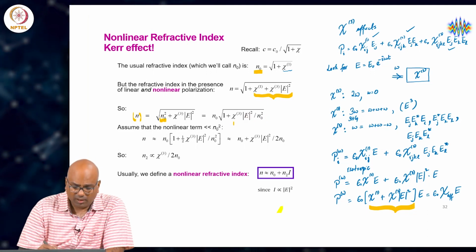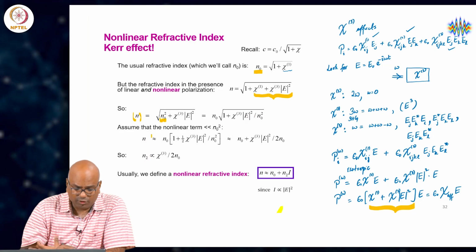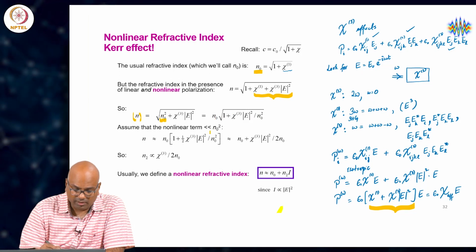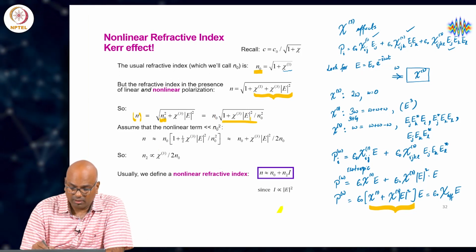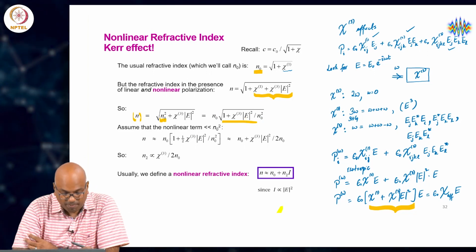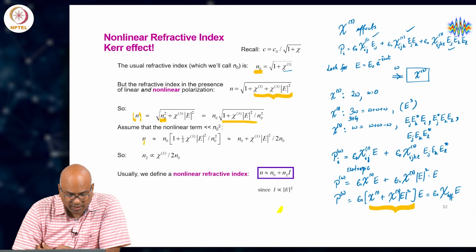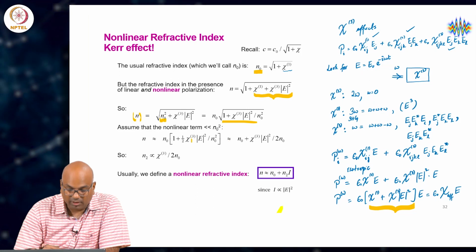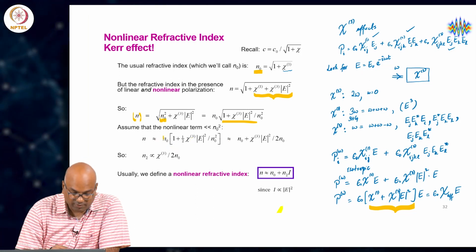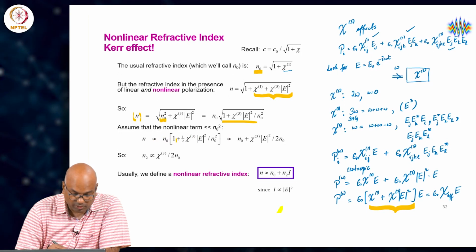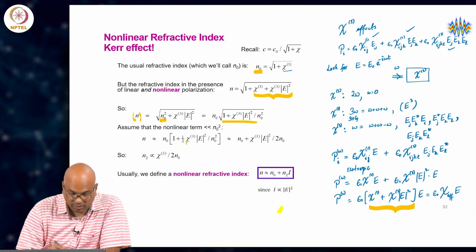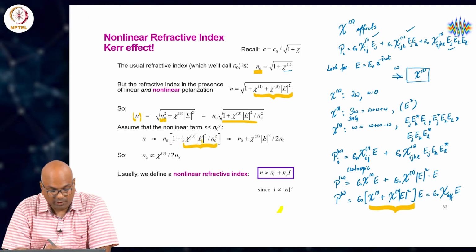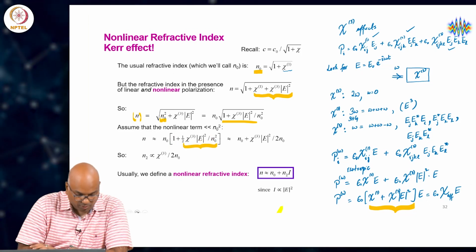Now, consider these terms, and assume that the nonlinear term is much less than n 0 square in this case. Then we can Taylor expand this term under the square root. In doing so, ignoring higher order terms in chi 3, okay, we essentially have n equal to n naught times 1 plus this term, which has chi 3 absolute value square of E over n naught squared, but absolute value square of E is just intensity.